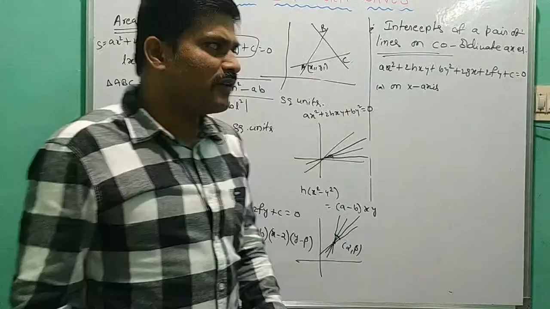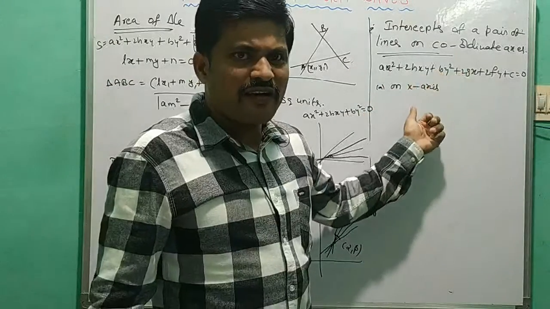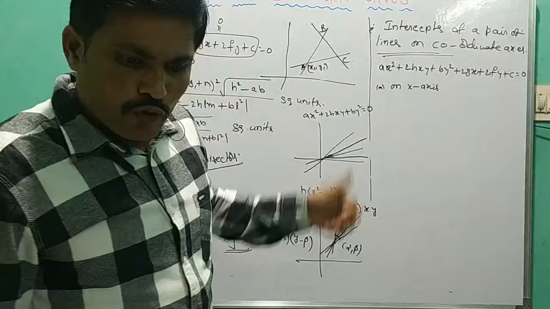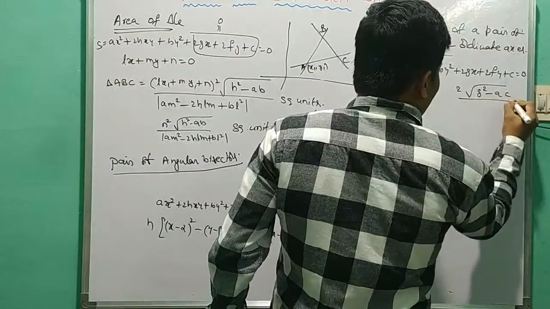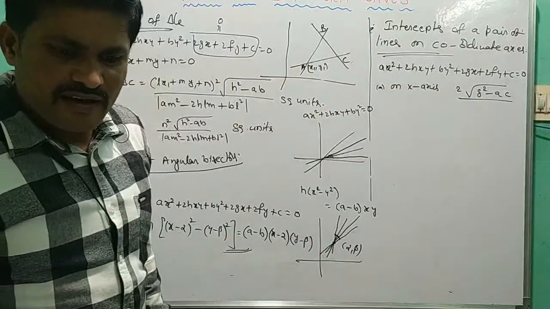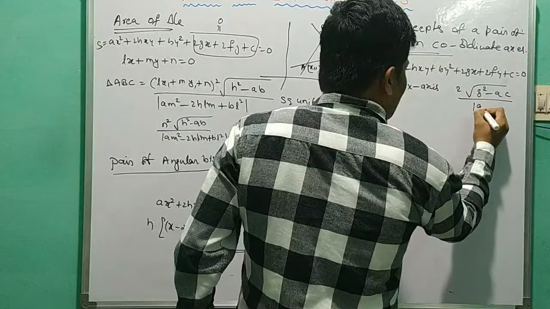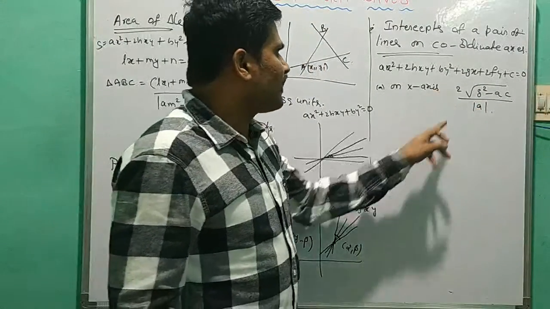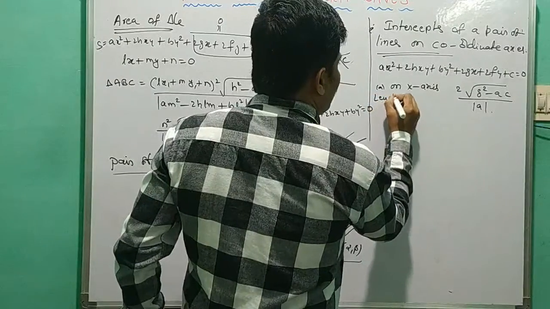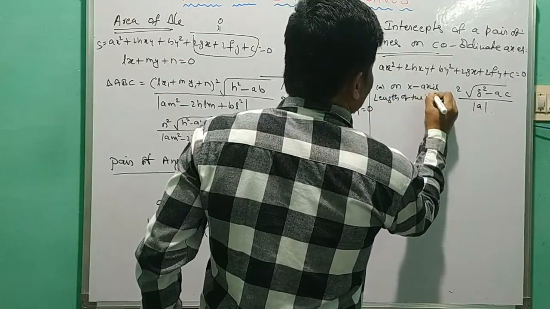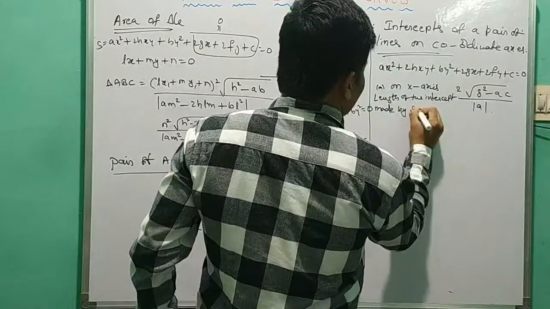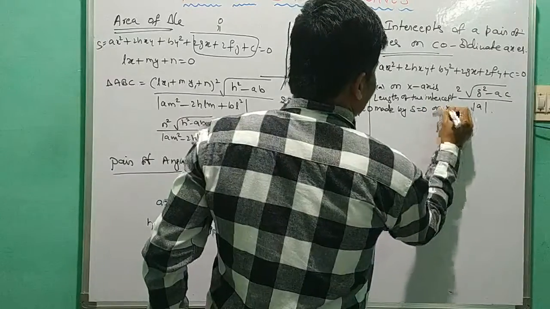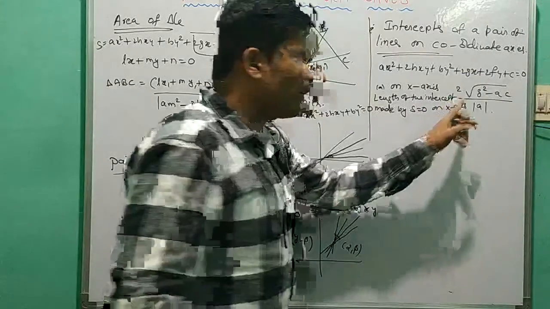Here we have to take the length of the intercept made by the pair of lines on the x-axis. That is 2 into square root of g square minus ac by mod a. This is the length of the intercept made by S equal to 0 on the x-axis: 2 into square root of g square minus ac by mod a.